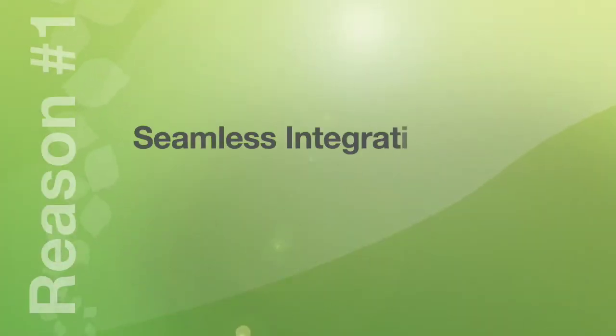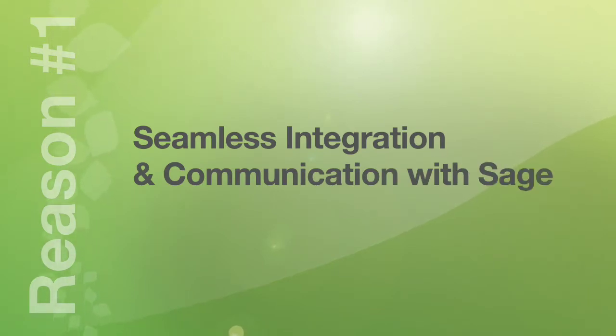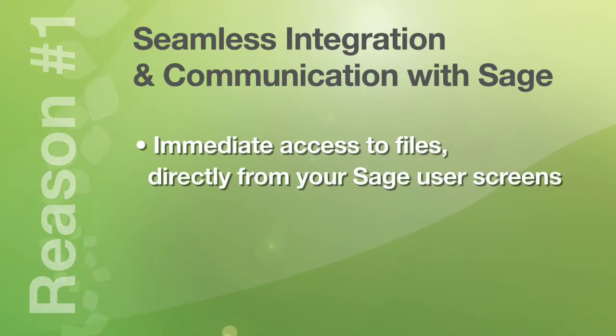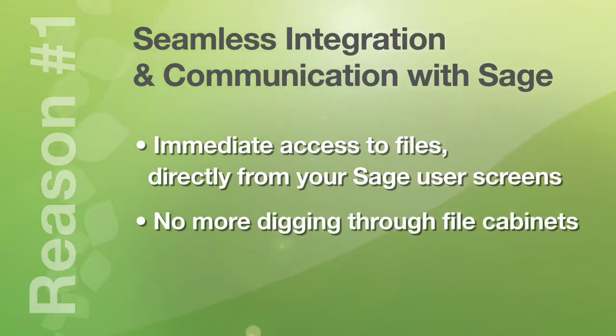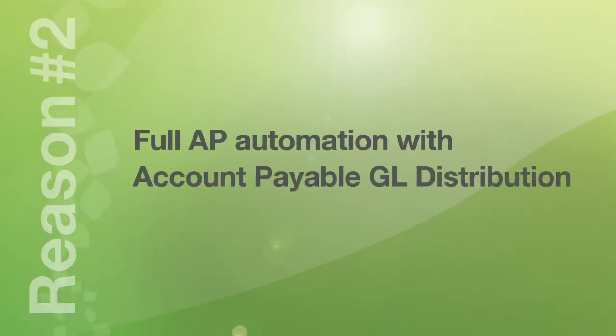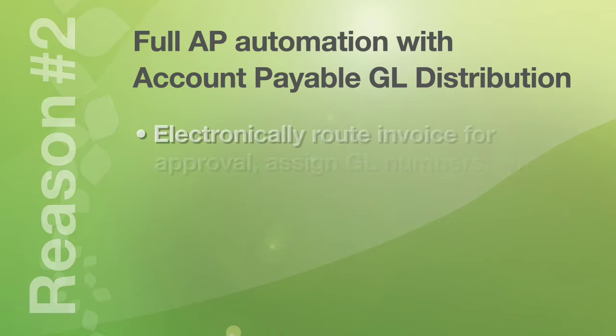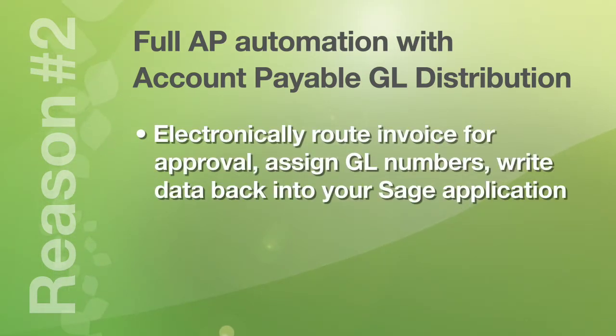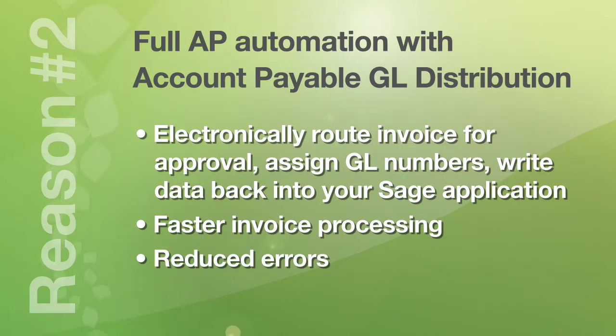Number 1, seamless integration and communication with your Sage system. This provides you with immediate access to invoices or any other documents directly from your Sage user screens, so that you don't need to dig through your file cabinets or search in a second or third program just to find your documents. Number 2, full AP automation with accounts payable GL distribution. This allows you to electronically route AP invoices for approval and assign general ledger account numbers to the invoice. Now, once workflow is complete, you can write that data back into your Sage application and complete the invoice for data entry automatically. Faster invoice processing and reduced errors.